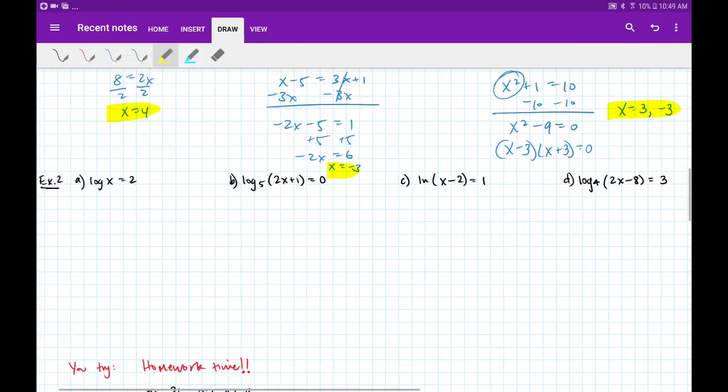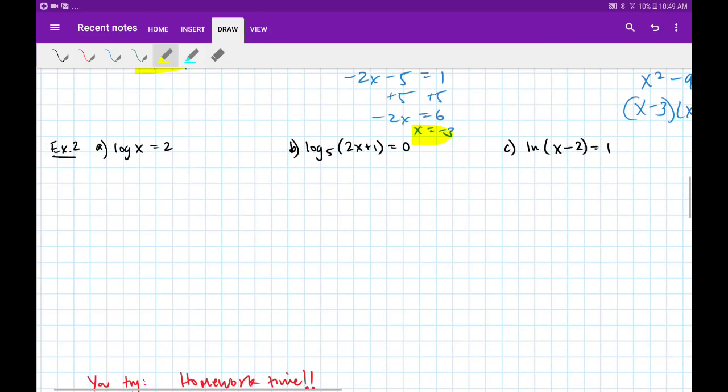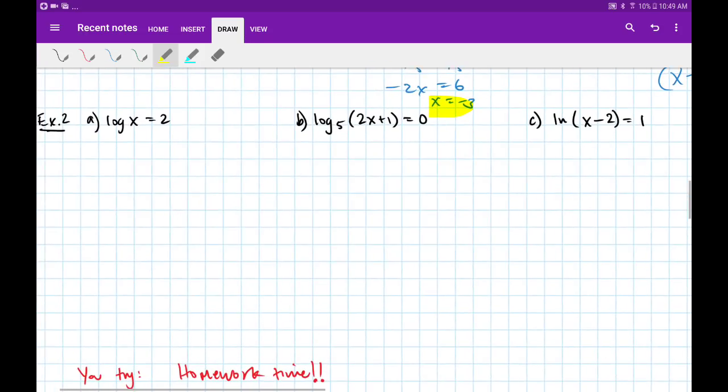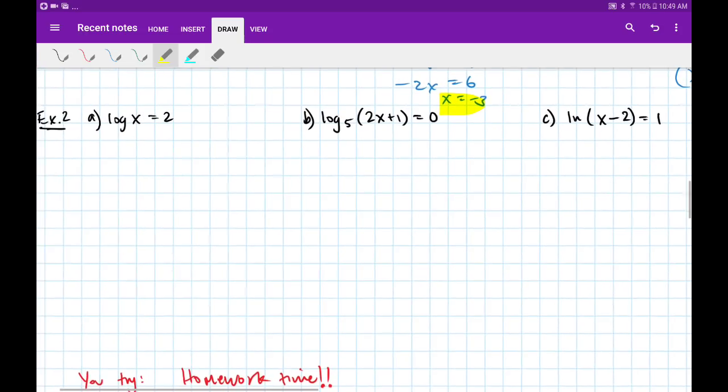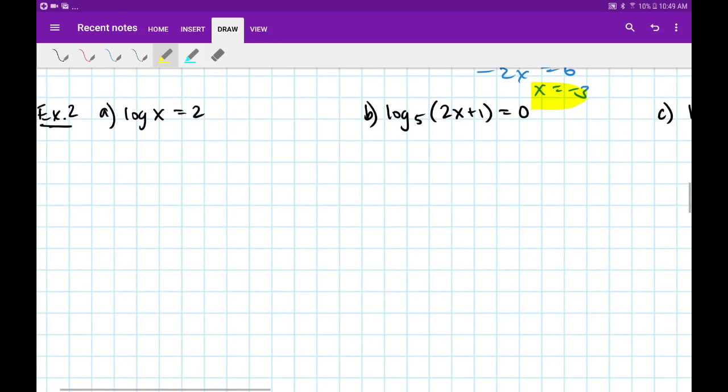Okay, let's finish on the back page. Now we're on page 14. Got a few more problems to go. So example A says log of x equals 2, and we need to solve for x.